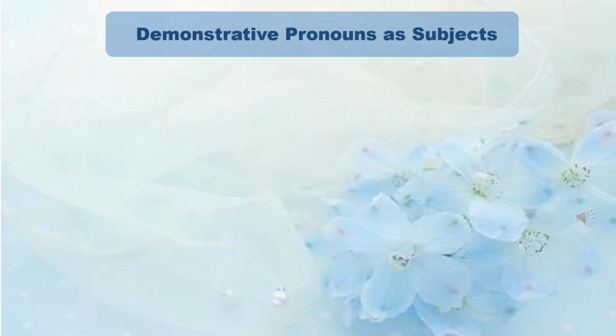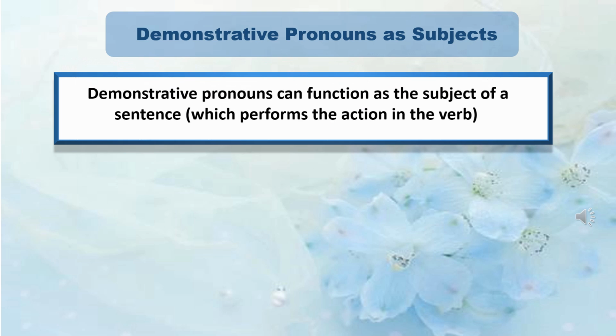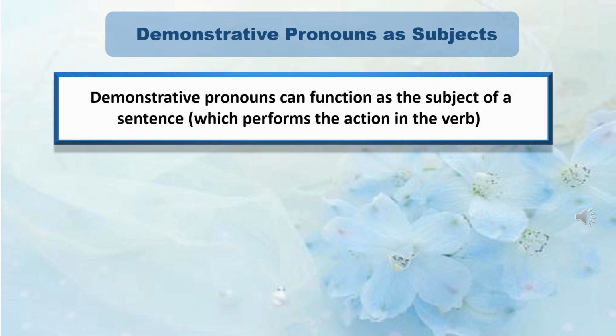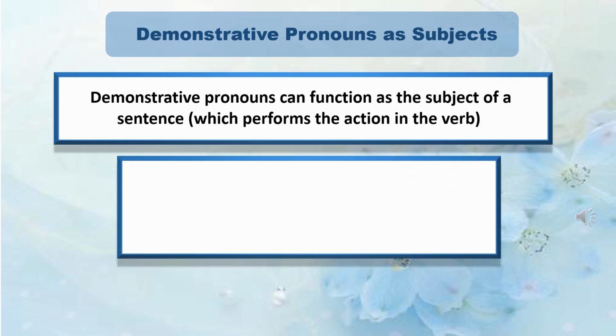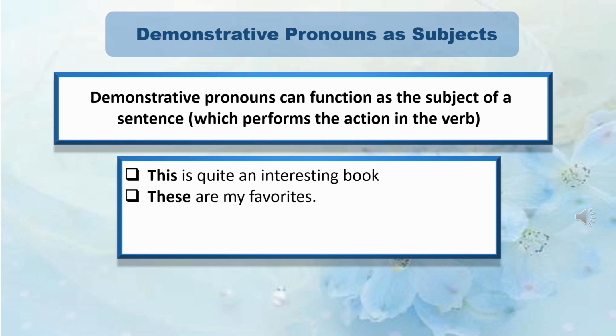Demonstrative pronouns as sentence subjects. Demonstrative pronouns, this, that, these, those, frequently serve as subjects in sentences, the element performing the verb's action. Examples: This is quite an interesting book. This, singular, near, acts as subject of "is." Refers to a specific nearby book. These are my favorites. These, plural, near, serves as subject of "are." Indicates multiple nearby preferred items.